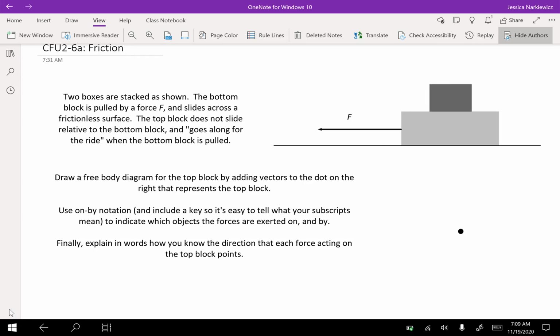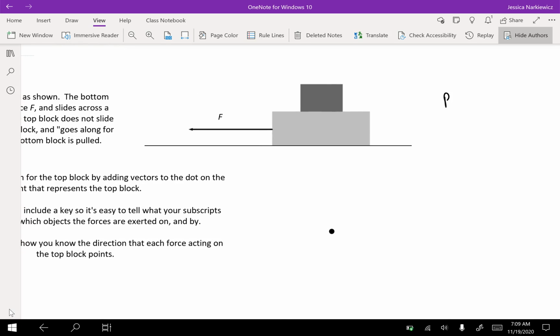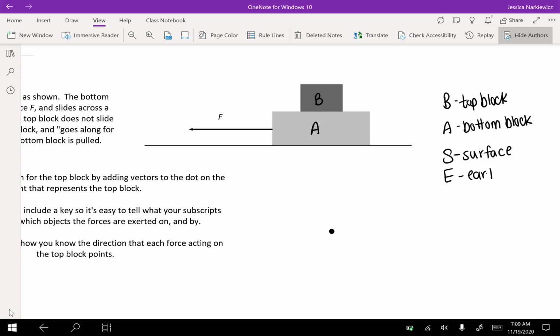Okay, so we're going to have a block B, which is the top block. So this is B. This is A, which is the bottom block. All right, we're going to have an S, which is for the surface, and an E, which is for the earth. So by surface, I mean like this surface that A is on.